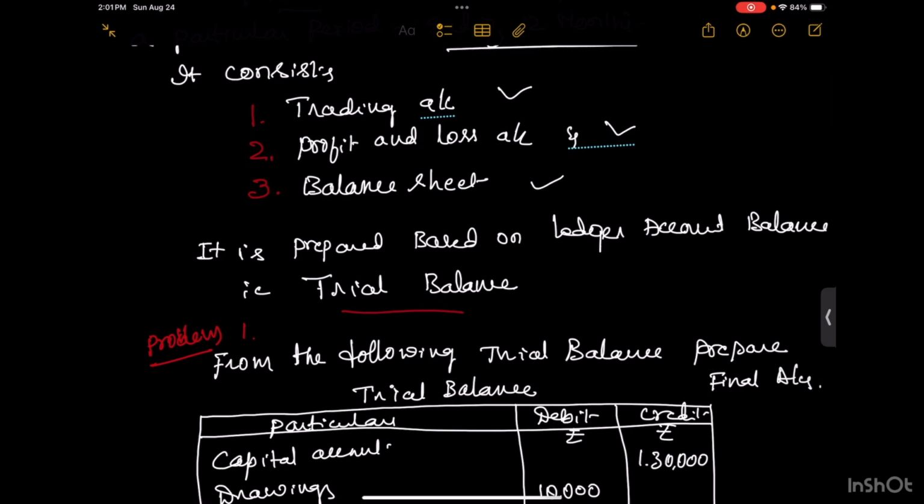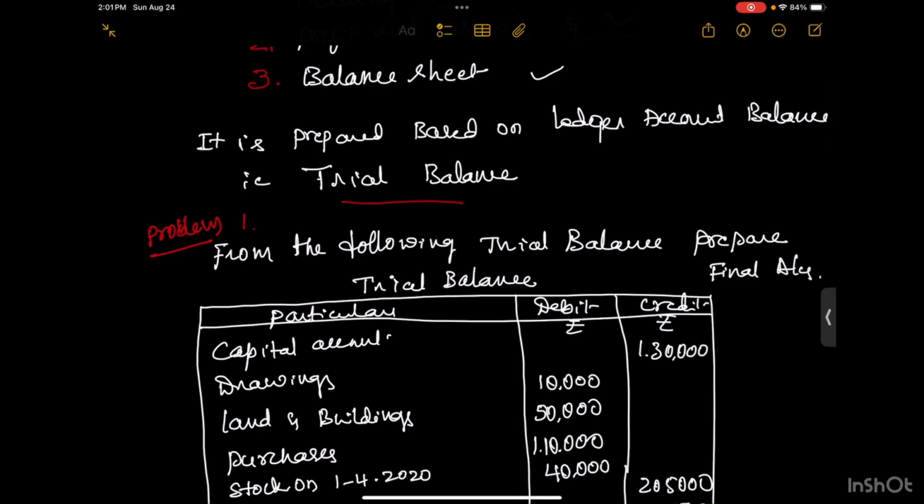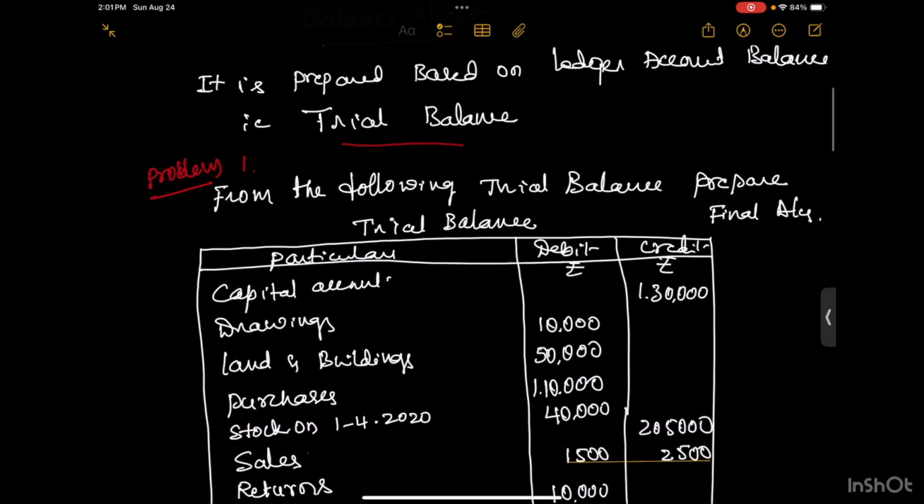In the previous video we have done a problem. It is better to go through the previous video so that you can understand this video in a better way. And here we are preparing not only the trading and profit and loss account, we are also preparing the balance sheet. For the preparation of balance sheet we need to have the assets and liabilities statement, so we are going to refer now to the trial balance.